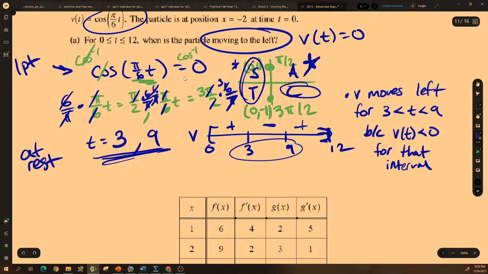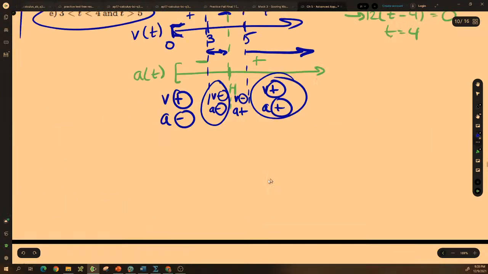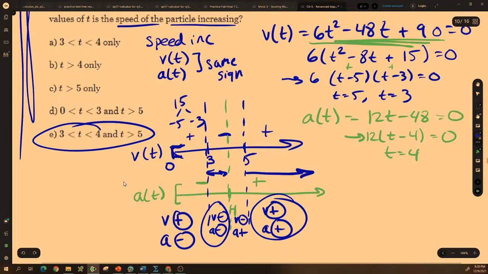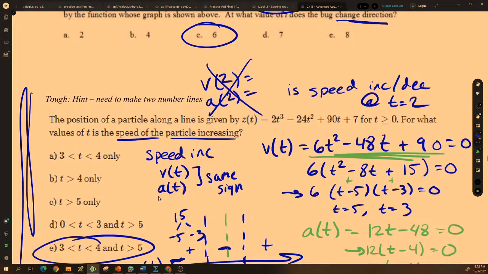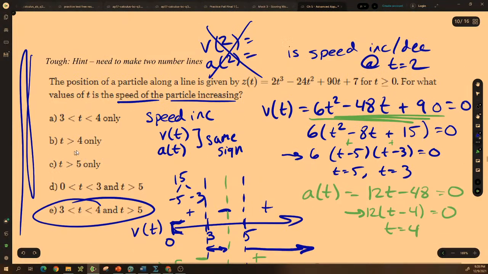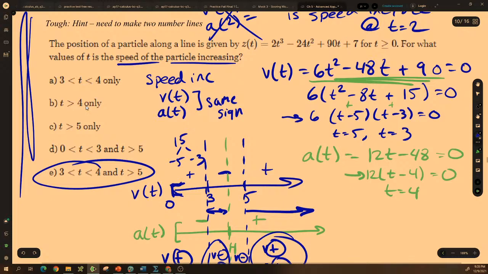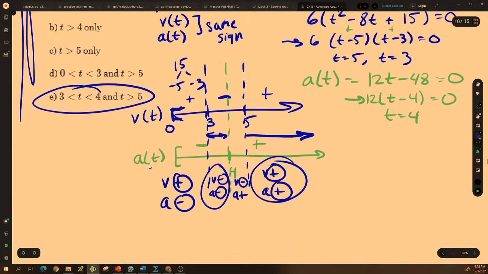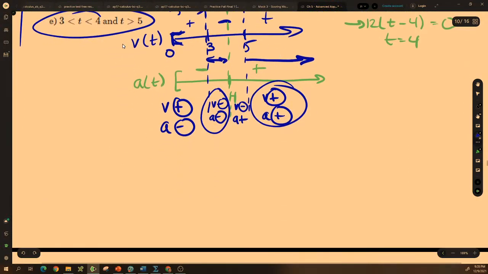So we had a question about this guy up here. Okay, so B says t is just greater than 4. Okay, but we didn't want greater than 4. We wanted the two sections here. I know this looks really weird. Let me see if I can draw it a little bit cleaner.